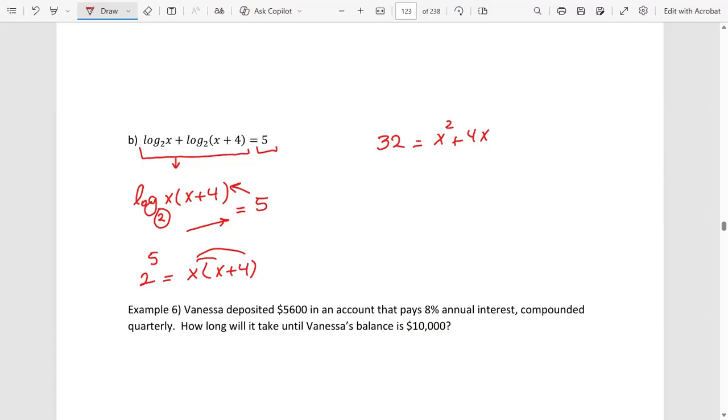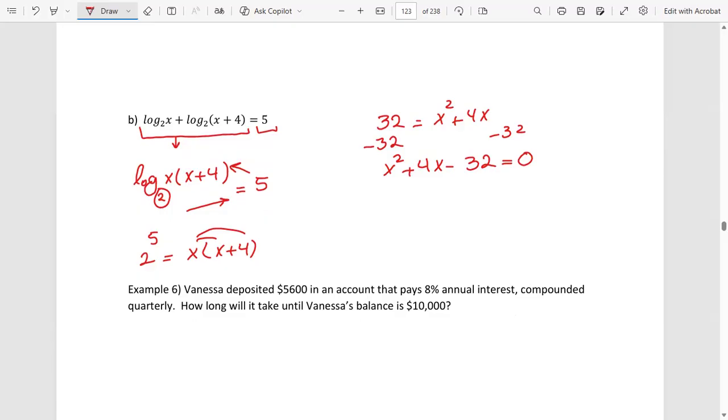But right now, there is no 0 on one side. So I have to make it. So subtract 32 and move it to the other side. And we get x squared plus 4x minus 32, which is equal to 0.